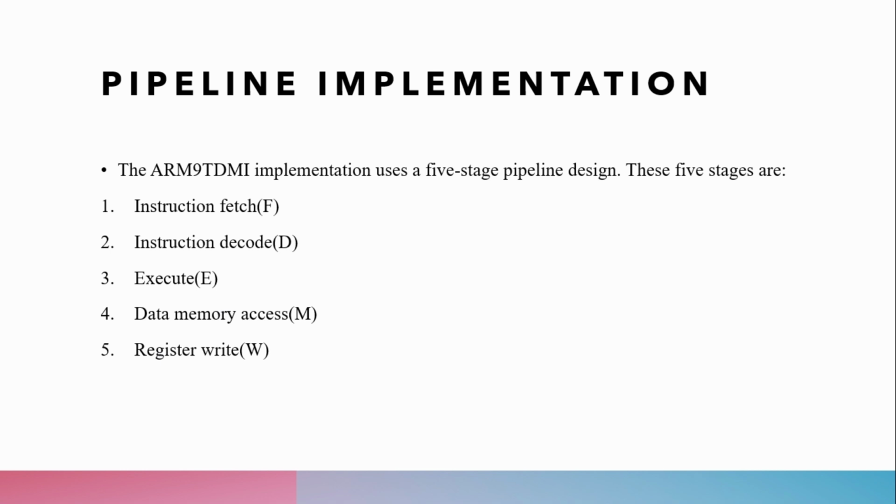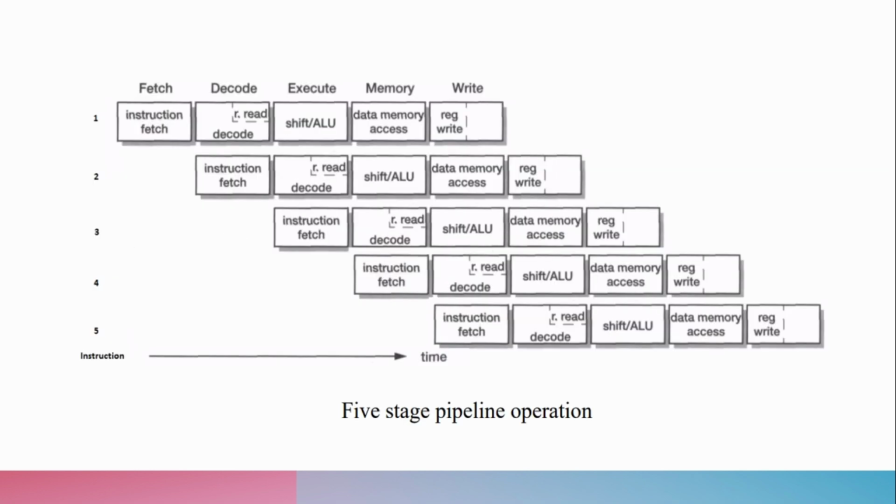Pipeline implementation of the ARM9 processor. The ARM9TDMI implementation uses a 5-stage pipeline design. These 5 stages are instruction fetch F, instruction decode D, execute E, data memory access M, and register write W. This figure shows the 5-stage pipeline operation of ARM9 processor.